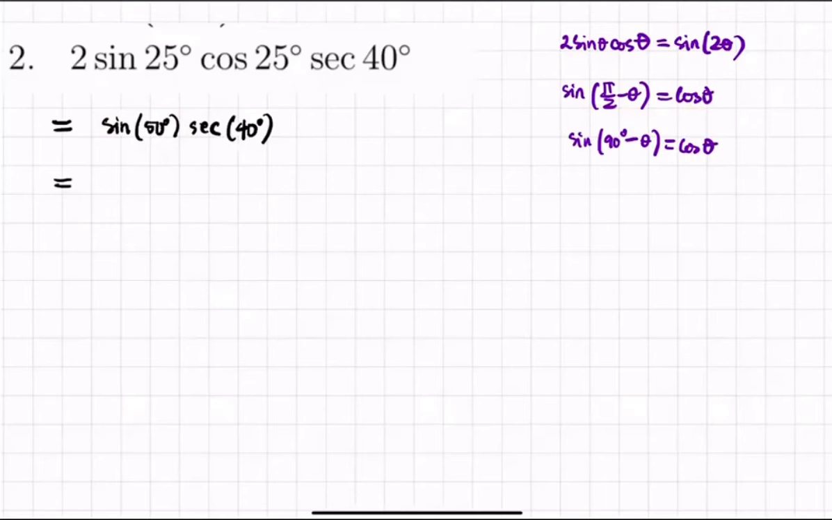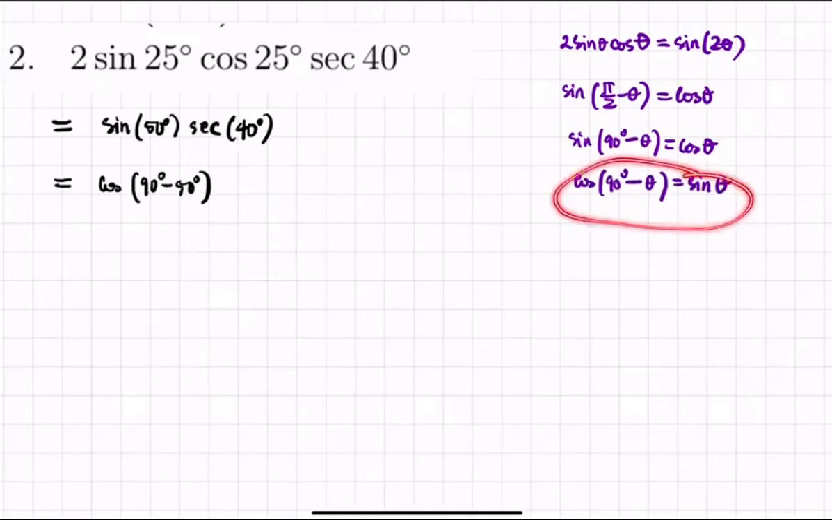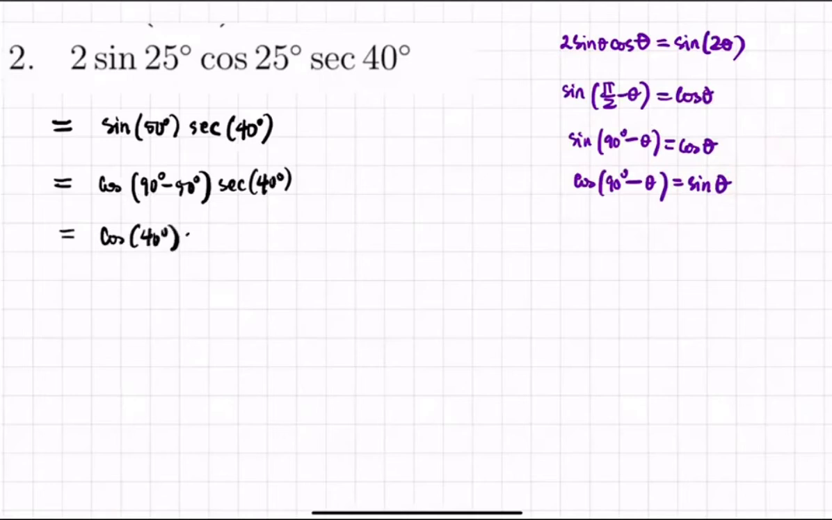So, magiging ano na siya, cosine 90 minus 50 degrees. So, in-apply lang natin ito. Sulat nga natin yung isa. Cosine 90 degrees minus theta is sine theta. In-apply natin ito. So, ito yung 50 degrees. Okay. So, we get cosine 40 degrees times secant 40 degrees. Na diba sabi natin, cosine and secant are reciprocals. Kaya ang sagot dyan ay 1.